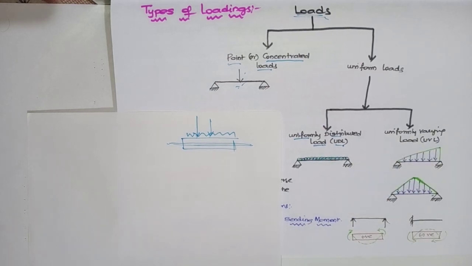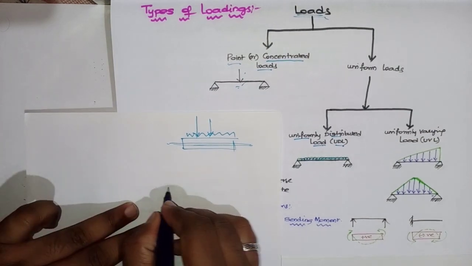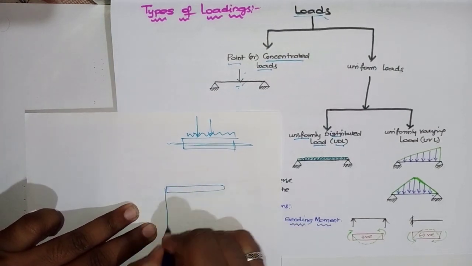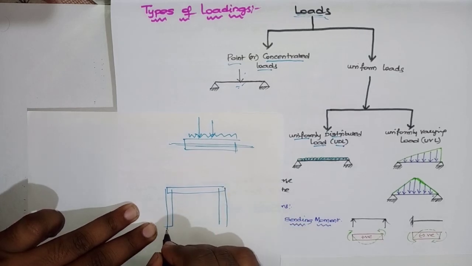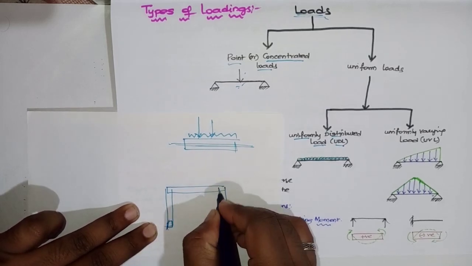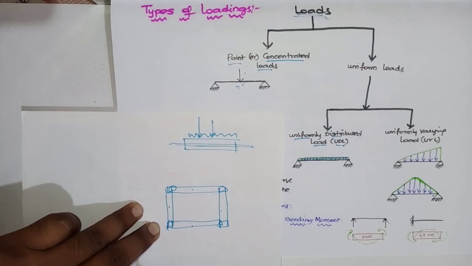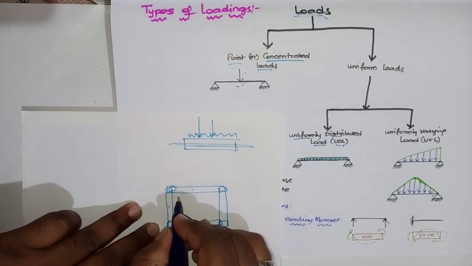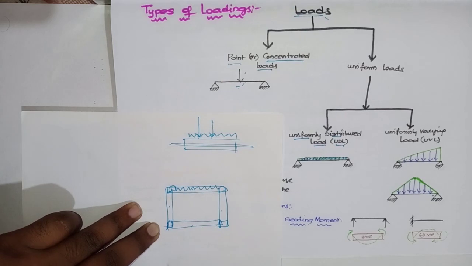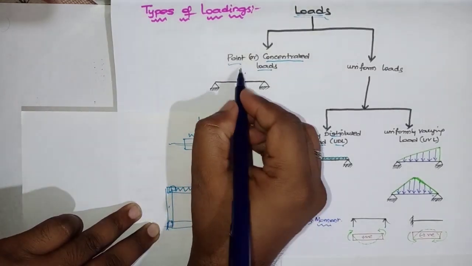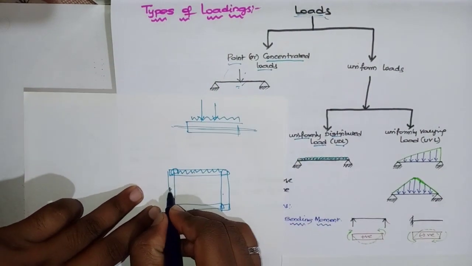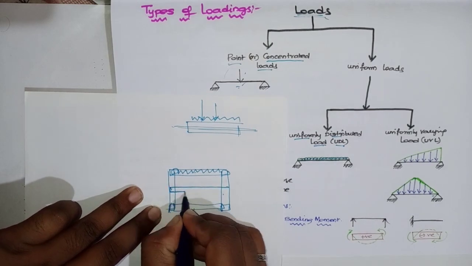Now if you consider a beam, some supports are there, column supports are there. Now on these beams, the slab will be acting as a UDL. The load coming from the slab will be acting as a UDL on the beams. And now how will the point load act? Suppose a secondary beam is there. What do you mean by secondary beam?